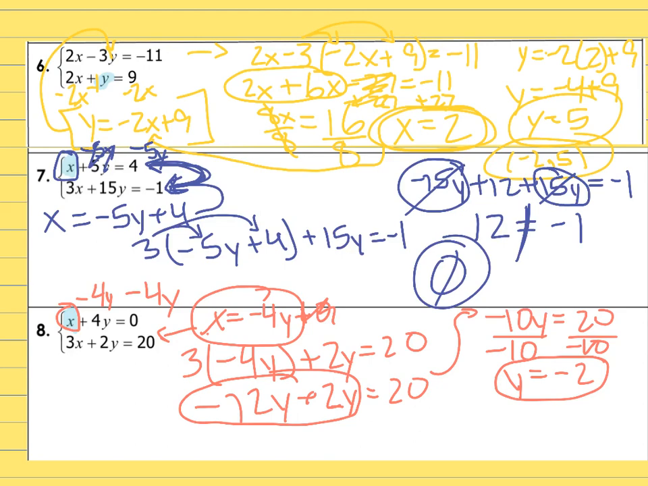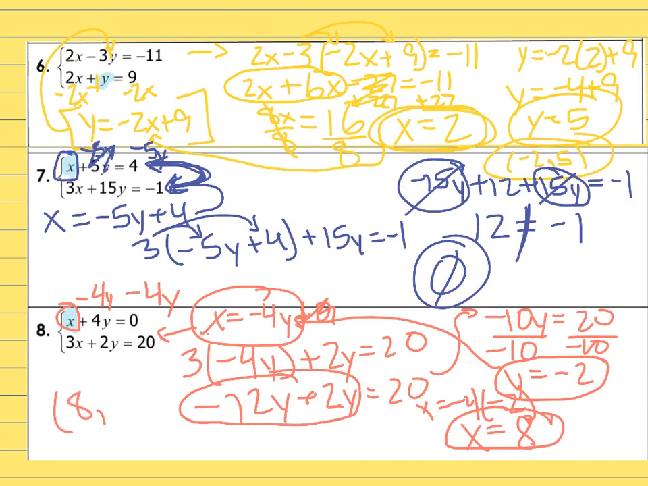Now all we have to do is, you know it, step 3, plug it in over here. So x equals negative 4 times that y value, which is negative 2. Let me try that again. Negative 4 times negative 2, positive 8. So our answer as a real ordered pair is 8, negative 2.